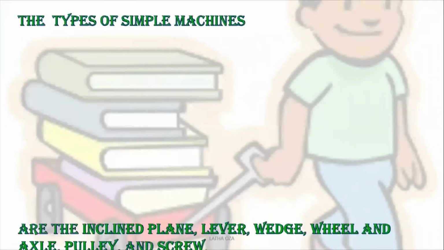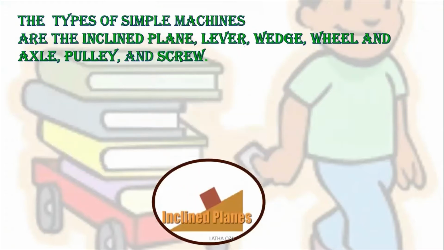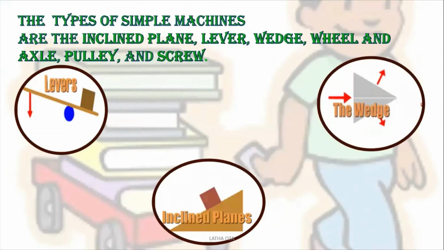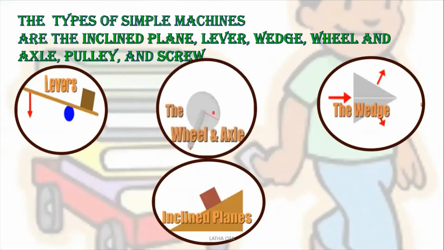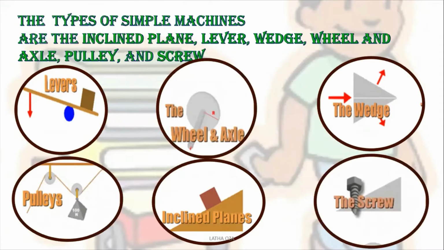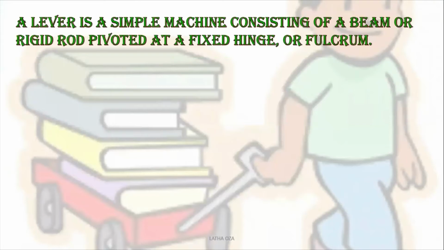The types of simple machines are inclined plane, lever, wedge, wheel and axle, pulley, and screw. Let us study more about lever.